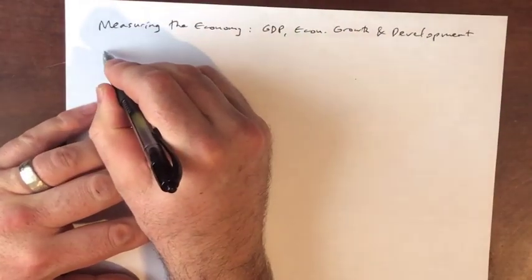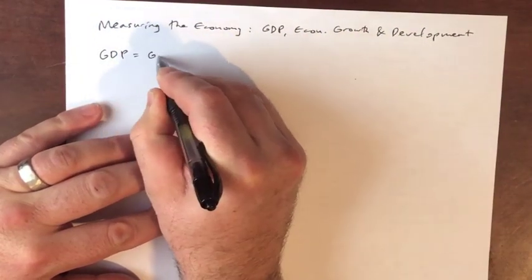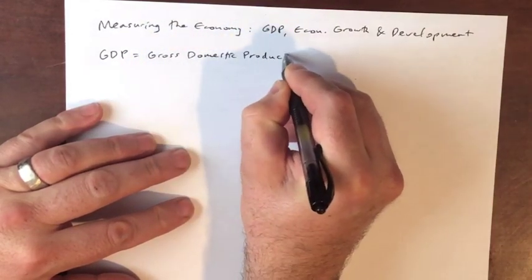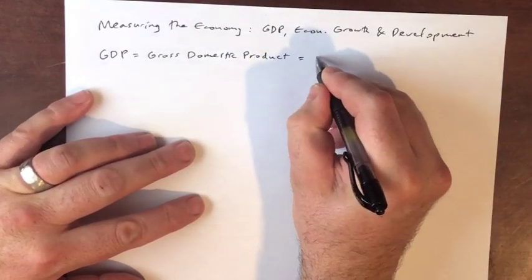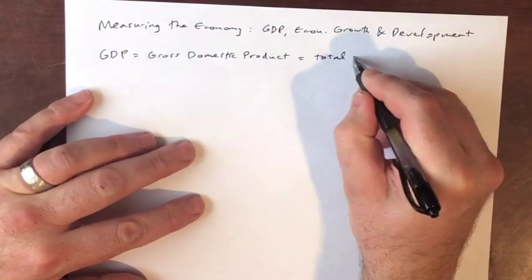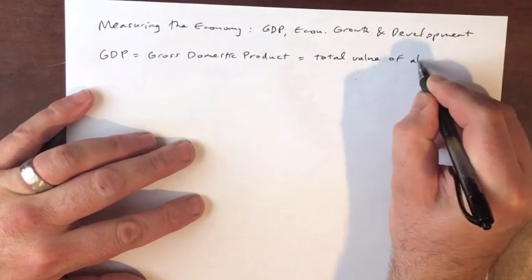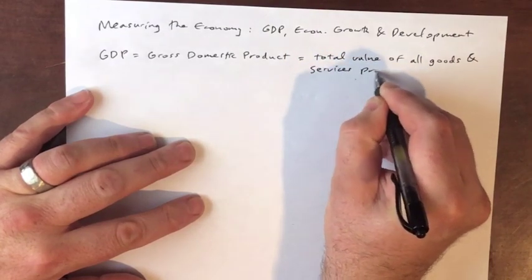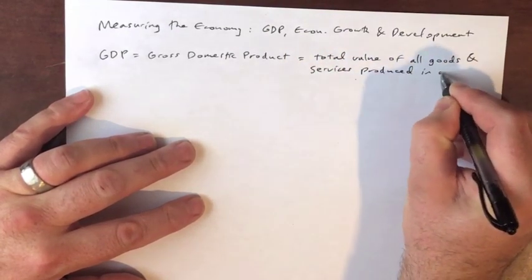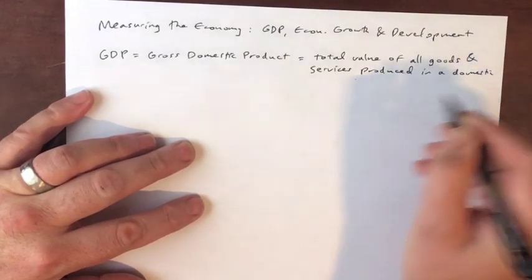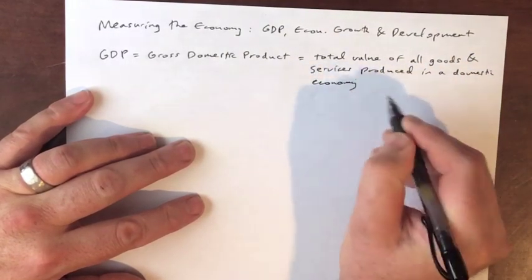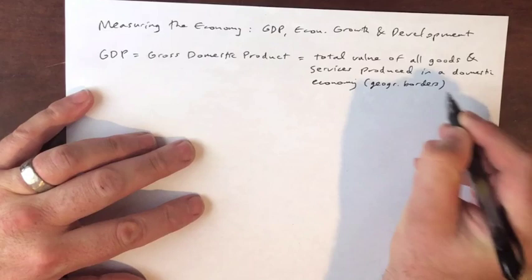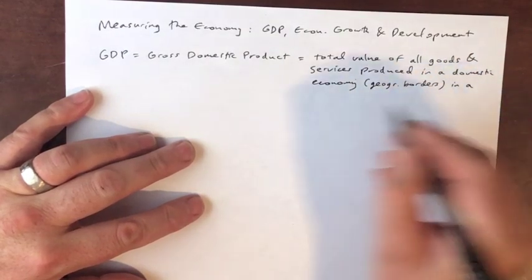Okay, so GDP stands for gross domestic product. Gross domestic product. It is a measure of the total value of all the goods and services produced in a domestic economy. So that refers to within the geographical borders of a country in a given year.